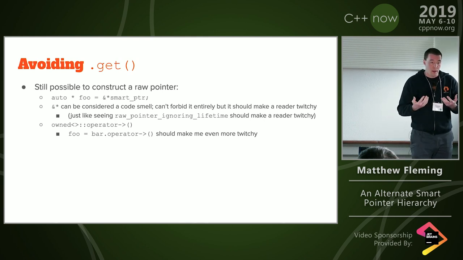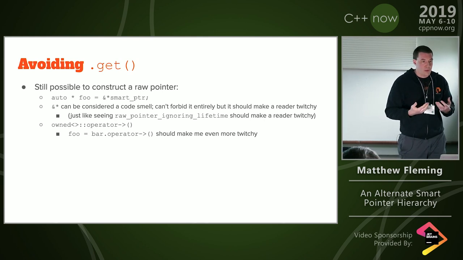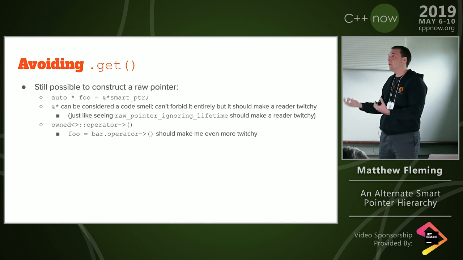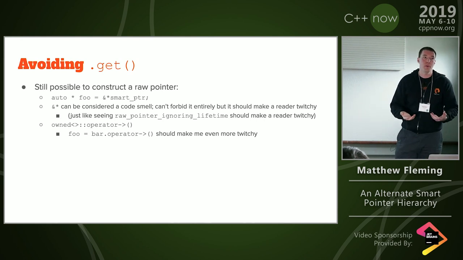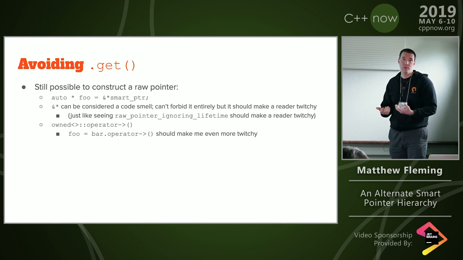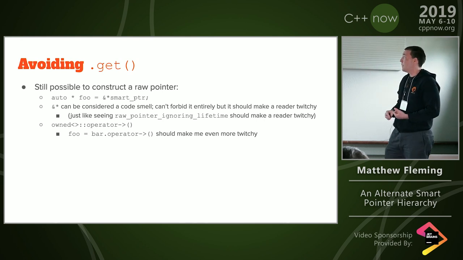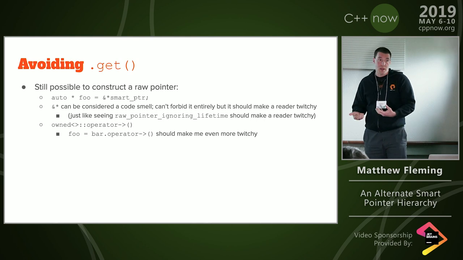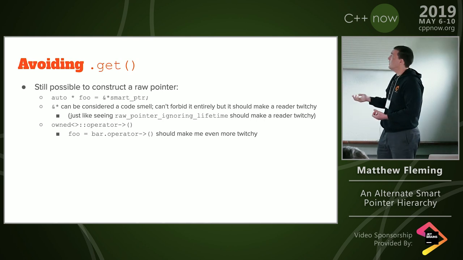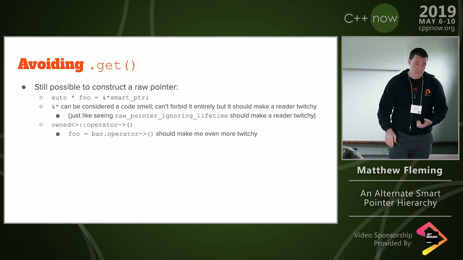So none of this is perfect. You can always get a raw pointer back, and you have to be able to get a raw pointer back from these things to make the system work. You can't effectively implement the dereference operator without giving somebody the ability to get a raw pointer. But I've made it harder, and I've made it more obvious when I do it.